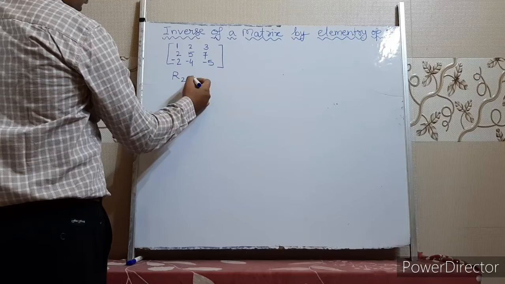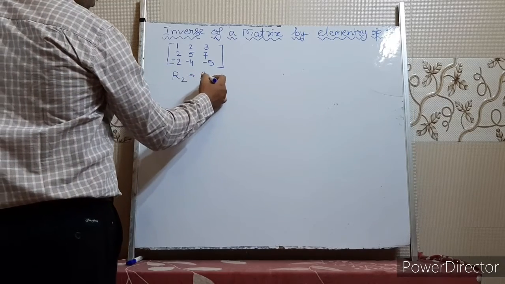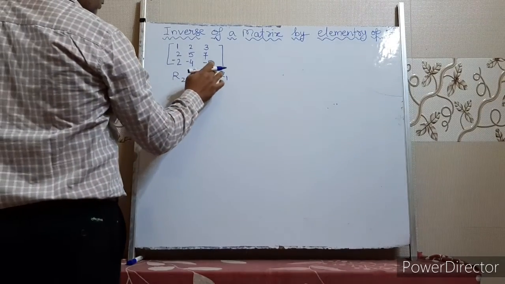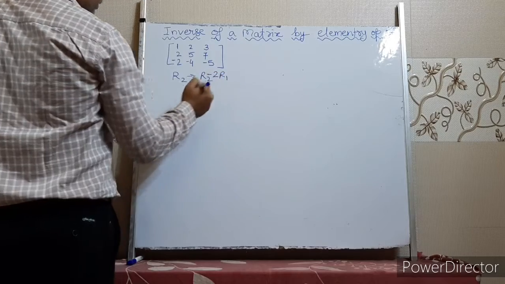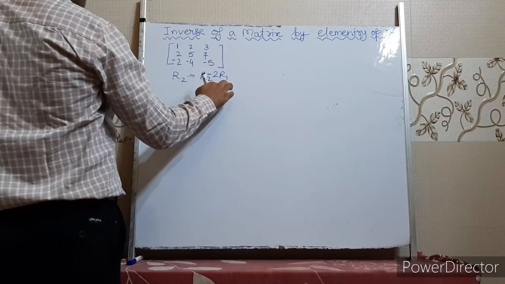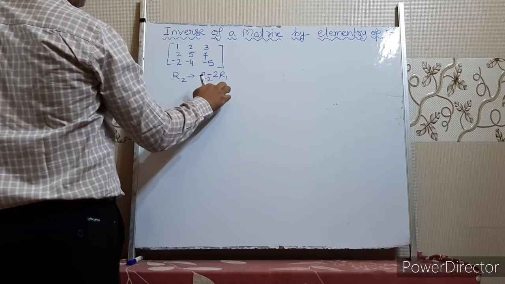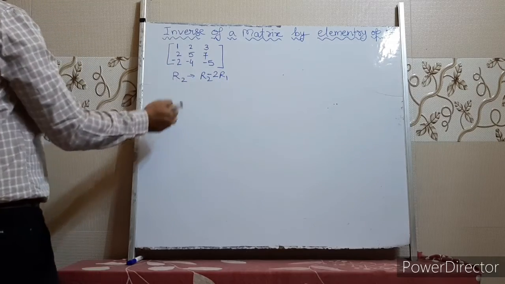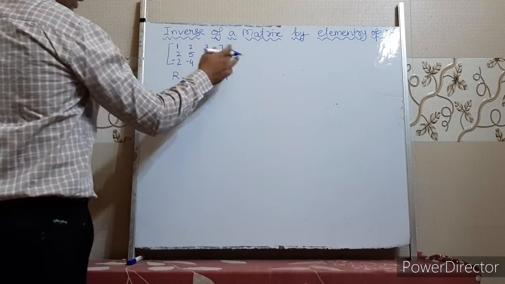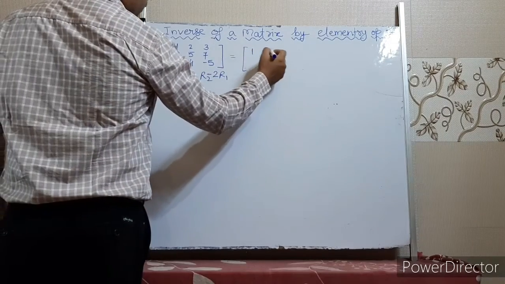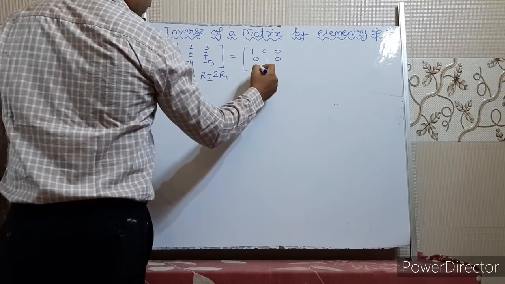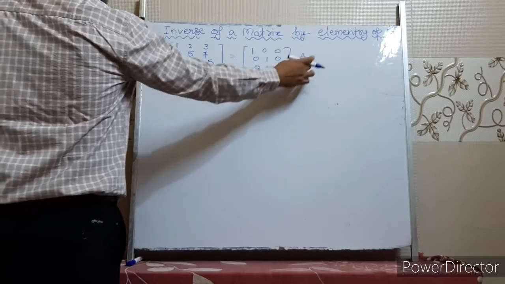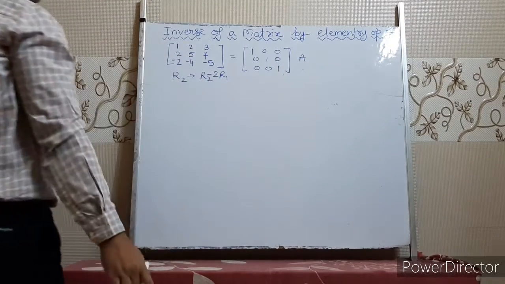So if we apply the operation R2 minus 2R1, that means we are multiplying R1 by 2 and subtracting it from R2. And whatever result we get, we are going to put in R2. So when we do that, we have to equate it to the identity matrix, 1 0 0, 0 1 0 and 0 0 1. And the same matrix A again. I'm not going to write that matrix, because this term will continue. We don't need to solve this term.